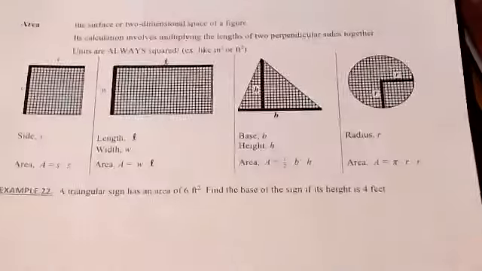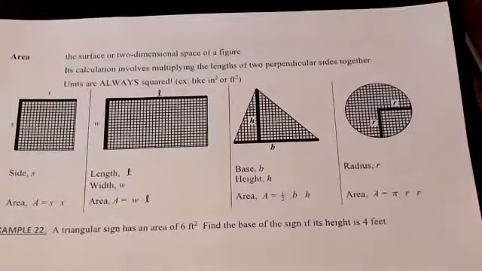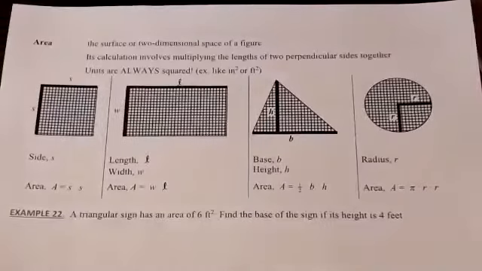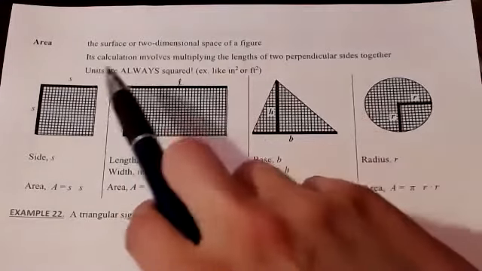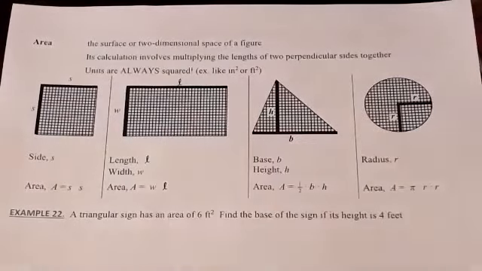Cool. Let's get into area. Area is essentially two-dimensional space, right? So for instance, if we were thinking about renovating a room, if we wanted to replace the trim, that would be perimeter. If we wanted to replace the carpeting, that would be area, right? 2 dimensions versus 1 dimension. Its calculation involves multiplying the lengths of 2 perpendicular sides.